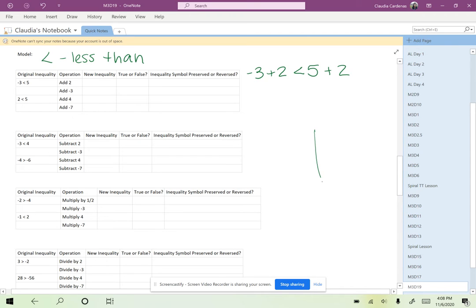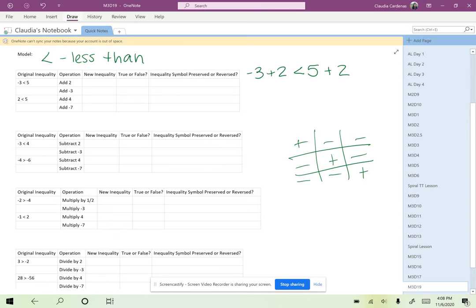And I'm going to draw out my tic-tac-toe chart because I know that I have different signs here, and so I need to review how I deal with that. So a negative plus a positive tells me that I need to subtract and keep the sign of the bigger number. So the 3 is bigger, so my answer is a -1. Is less than 5 plus 2 is 7. So let me put that in our table. So is this a true statement? Is -1 less than 7? Yes, so I'm going to put T for true.